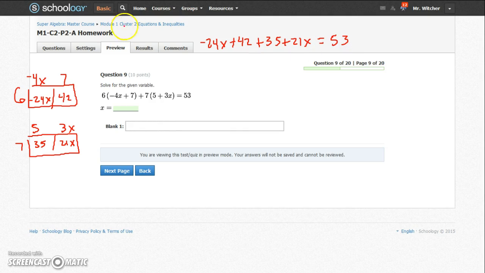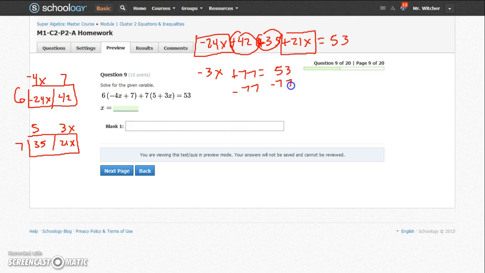And I begin to combine like terms. Here's my x term. Here's my other x term. Negative 24x plus 21x is negative 3x. Then I have positive 42 plus a positive 35. You can see that plus sign. So that will become a positive 77, which equals 53. And I'll subtract 77 from both sides.